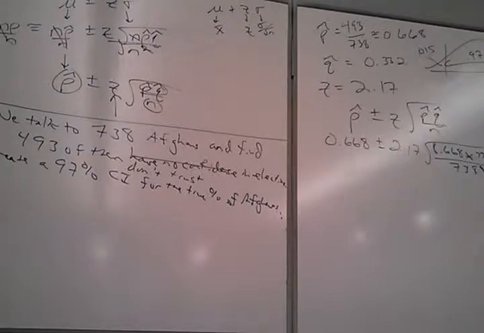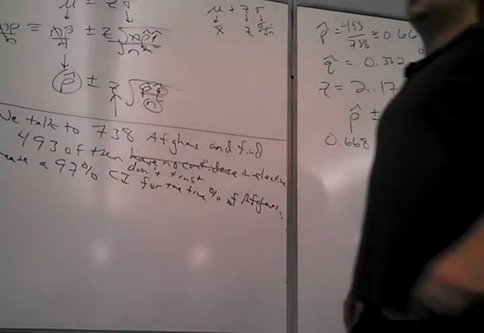So let's see. If I look at the error, it would be 2.17 times the square root of 0.668 times 0.332 divided by 738. So there's my error.